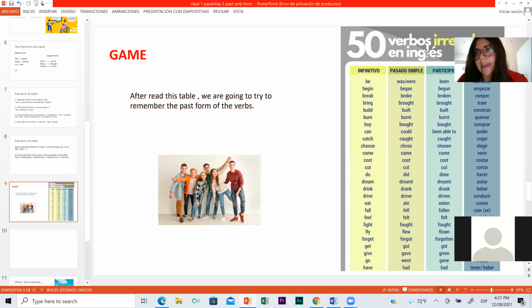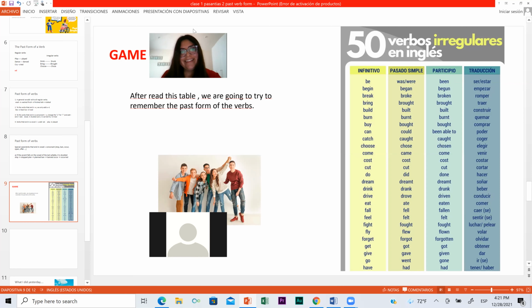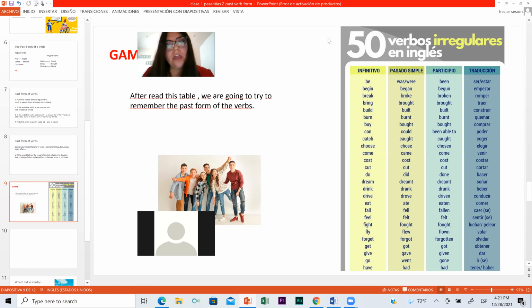So now we're going to play a game because it's a very strategic game. Okay, students, I give you 5 minutes for you to memorize some of these verbs in this list of verbs. You're going to memorize this and this row. Try to memorize what you can memorize, as many as possible.